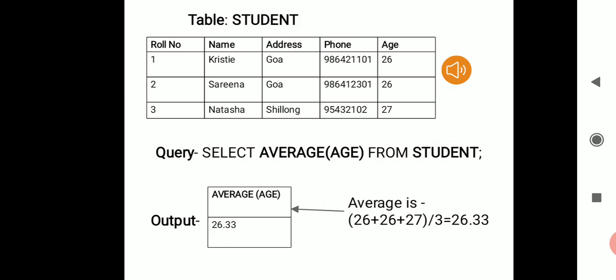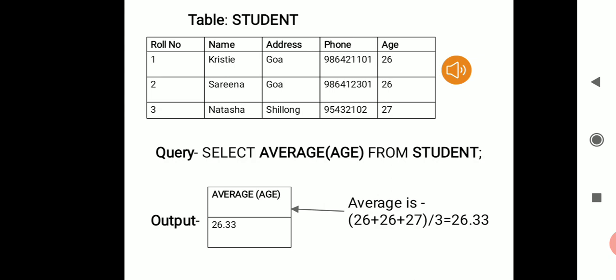Check the query in this slide. The query says select average of age from student followed by semicolon. So what does this query mean? This query finds out the average of all the entries in the age column in the table student.